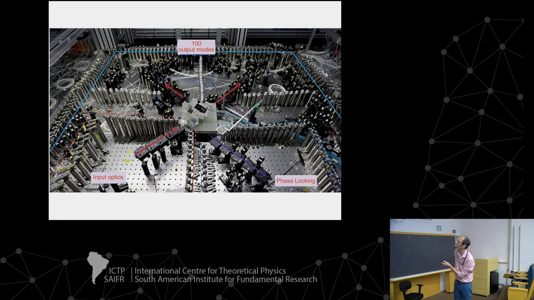So we have 25 inputs in one direction, 25 on the other. We're entering vacuum. And for each of these inputs, you have 2 possible polarizations. So you have 100 inputs, and therefore 100 outputs that you send to the detectors here.